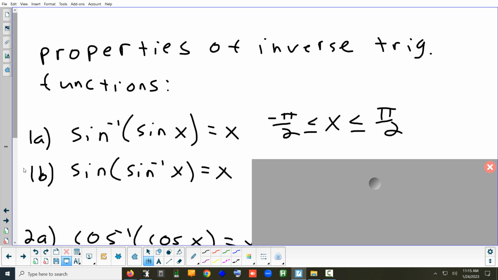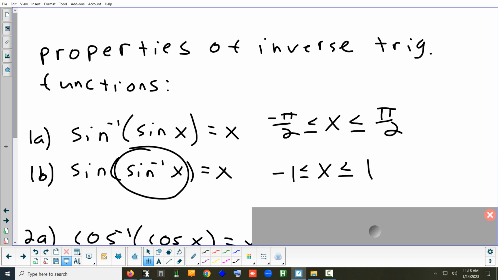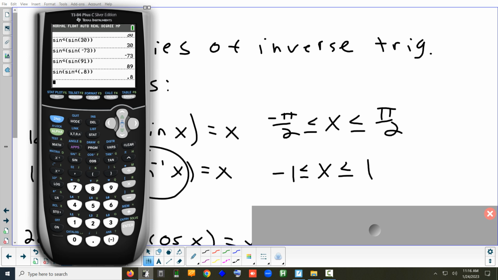Think about our inside function. So think about inverse sine. And what did we say the domain was for inverse sine? If you can't think of the domain of inverse, think of the range of the original. So the range of original sine is negative 1 to 1. That's when that formula works. Try a number that's outside that. Somebody give me something that's not between negative 1 and 1.